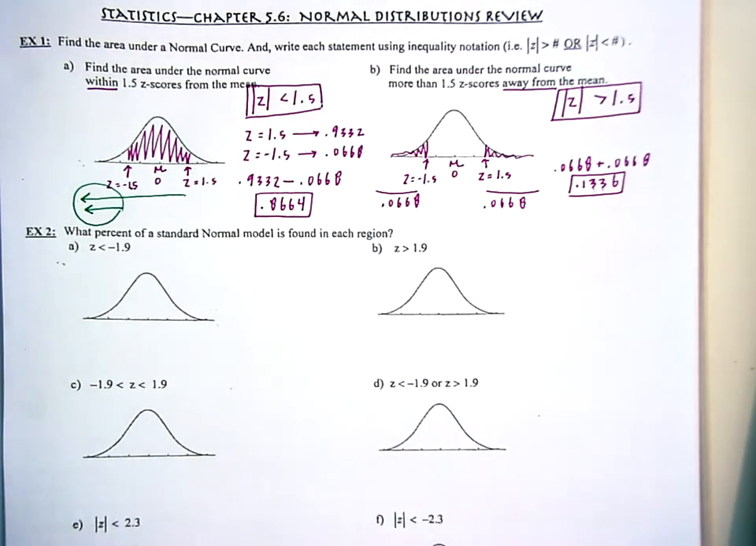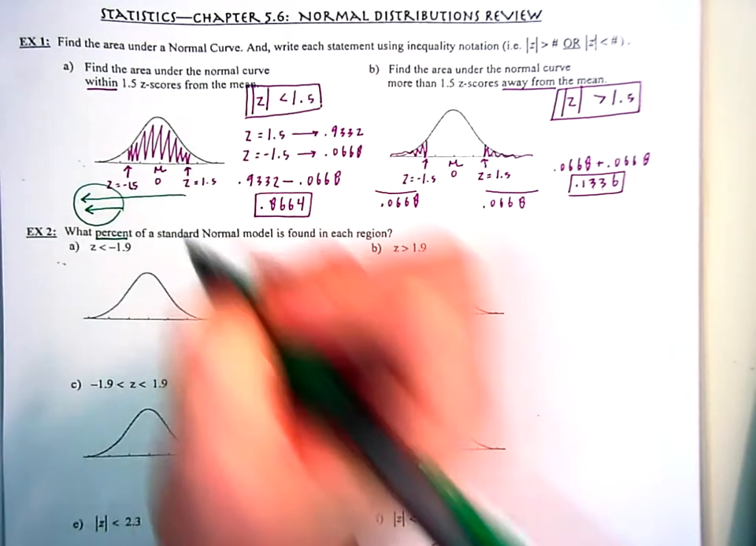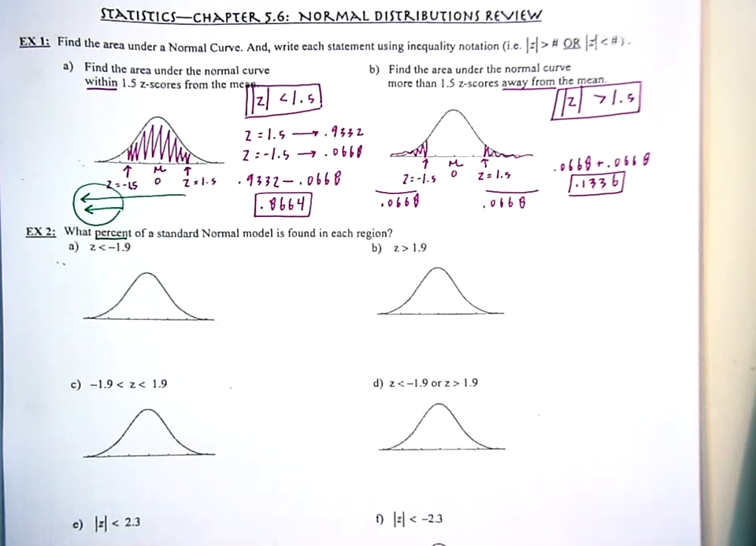Okay, next up, what percent of a standard normal model is found in each region? So now I just want my answers to be percentages instead. So I'm looking at, well, what is the proportion that falls in this region?